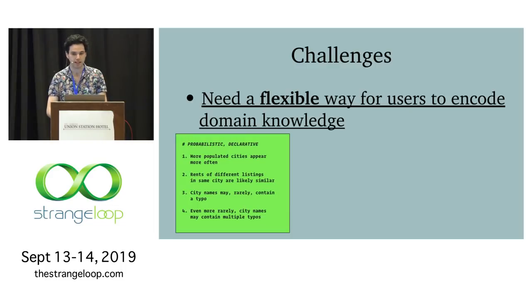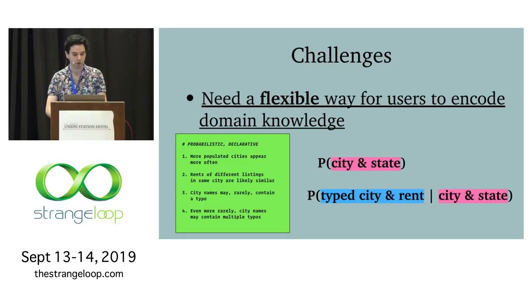Let's remember that this is the kind of knowledge that we want to encode in our script using a programming language, but not English. And let's recall that we've already seen how these different kinds of knowledge can be thought of as helping to specify distributions, probability distributions, telling us what values are more likely or less likely. Or more concretely, what cities and states are more likely or less likely. Or given a city and state, what typed cities and rents are more likely and less likely.